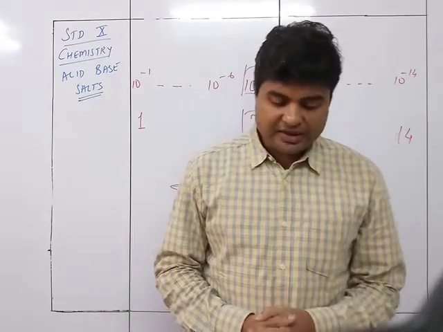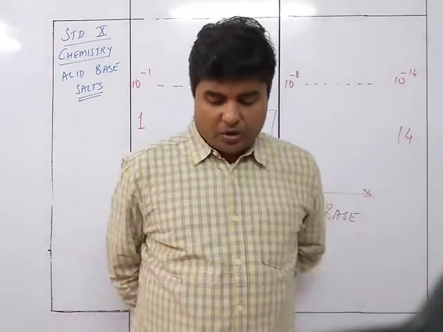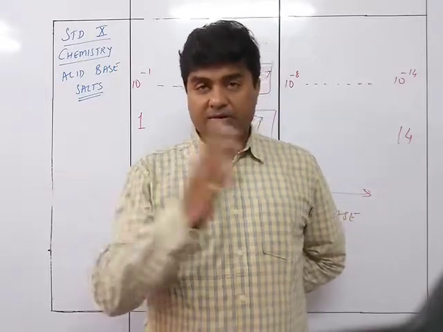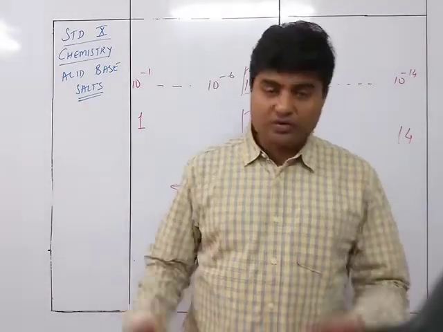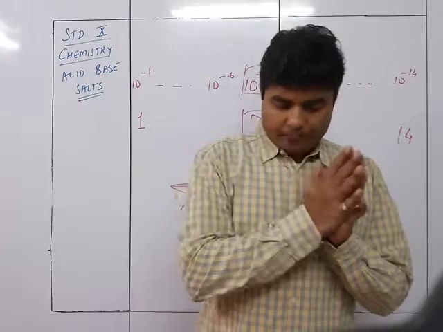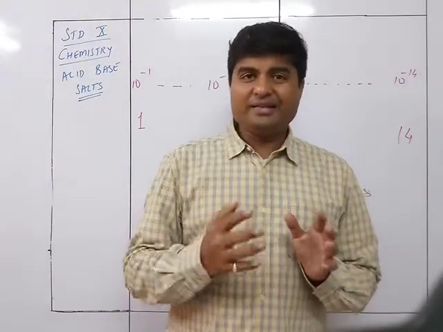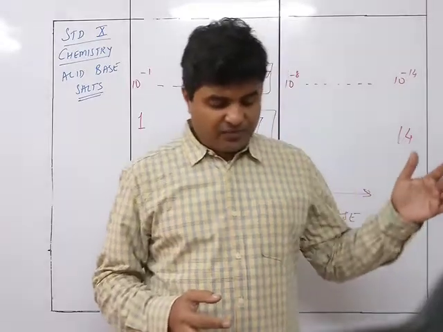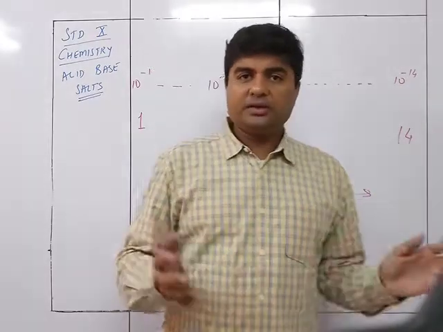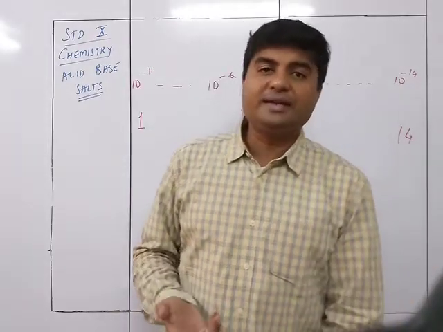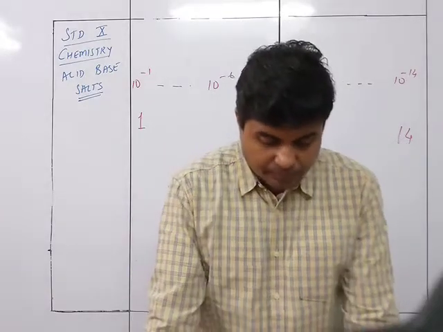So a color change from blue to indigo or to violet can be easily differentiated over here. When it is going from violet towards blue, we know that the basicity is decreasing, whereas when it is changing from red towards yellow, the acidity is decreasing.